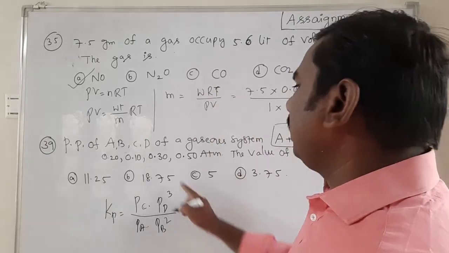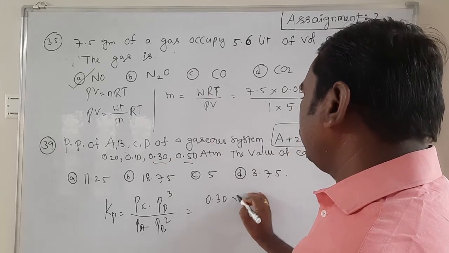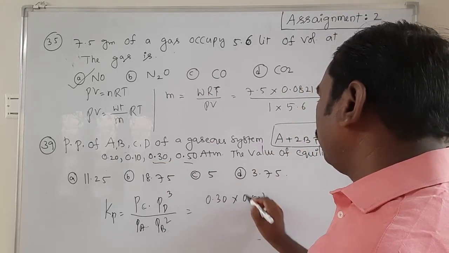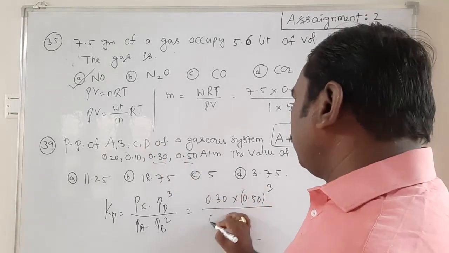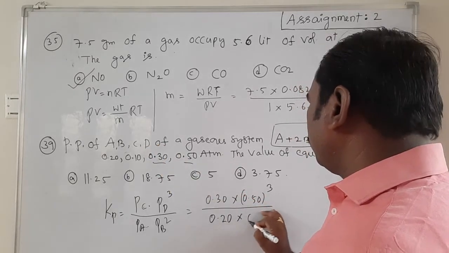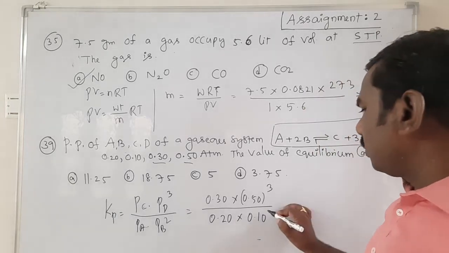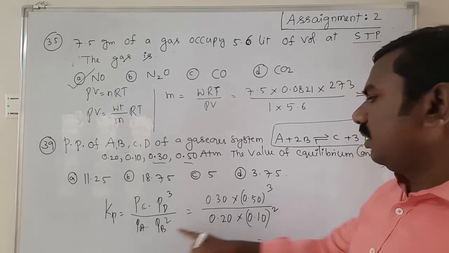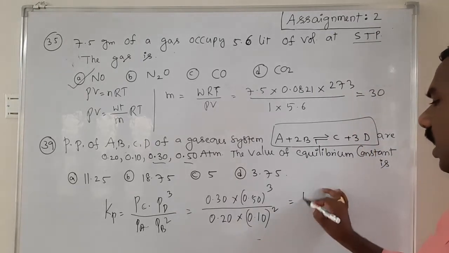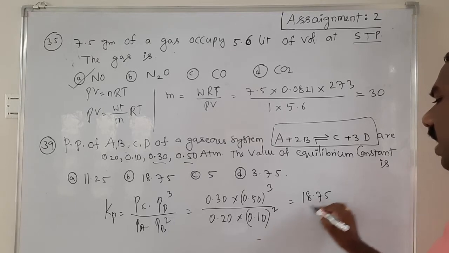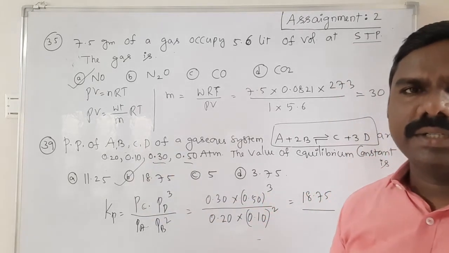Then what are the given values of C and D? 0.30 into 0.50 cube, by A which is 0.20 into 0.10 square, because it is PB square. Getting it, students? Once you solve, you will get 18.75. The right option is option B, correct. Okay.